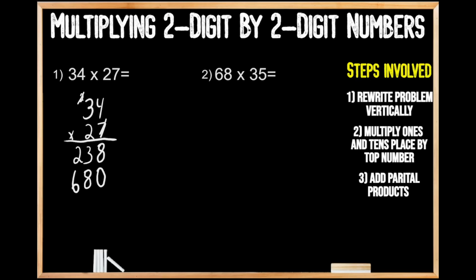So now we're going to move on to step number 3, where we're going to add our partial products. The partial products are what we got when we multiplied by the ones place and then by the tens place. So we're going to add those two partial products together to get our final answer.